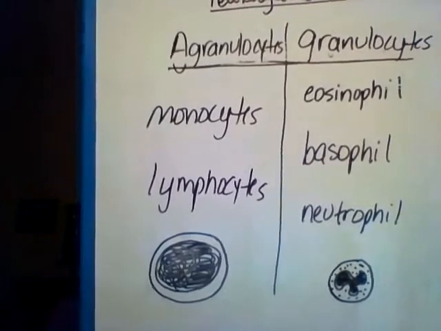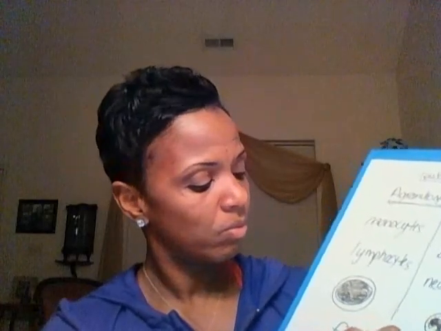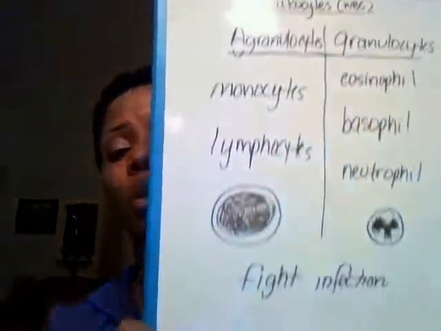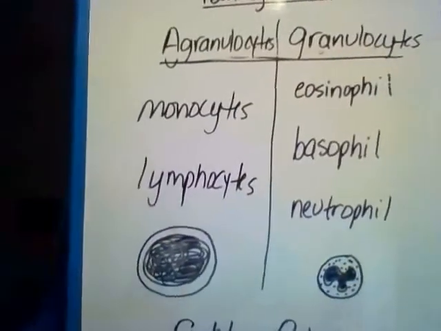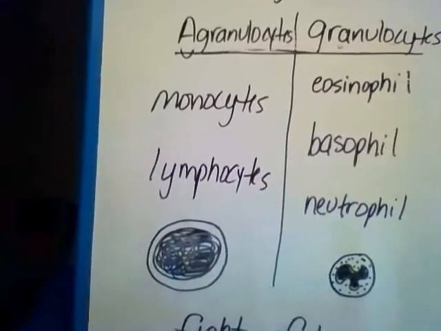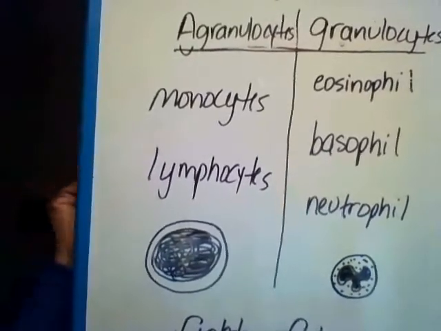They are all performing the same function though. They all fight infection. The lymphocytes and the monocytes are typically the ones that get to the site of an infection first. Because they're so large, they have the ability to phagocytize whatever is not supposed to be there.